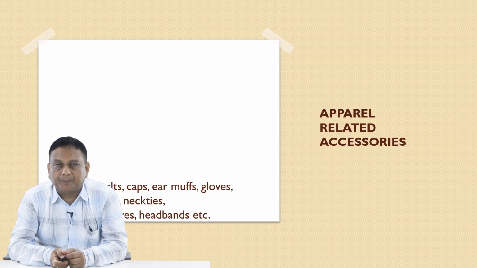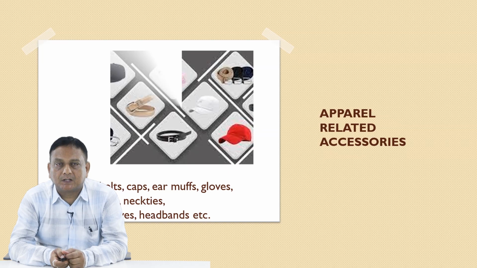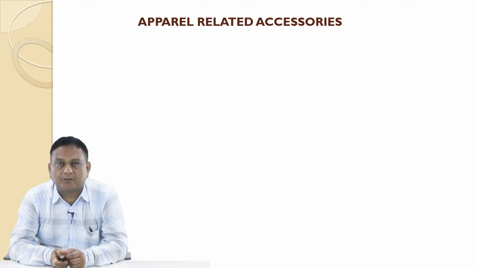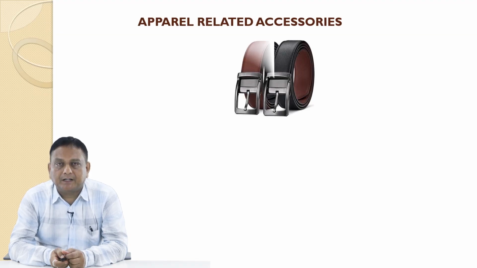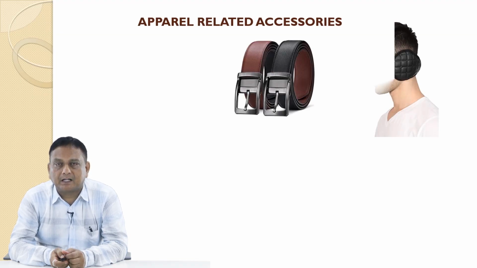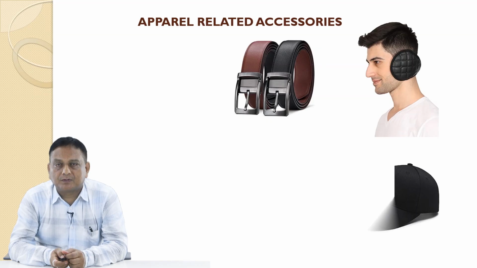Then come the apparel-related accessories like belts, caps, ear muffs, gloves, hats, neckties, scarves, headbands, etc. There also testing is required. Different kinds of leather items like belts are available, and other products like hats also come in. So these are all tested for different properties.